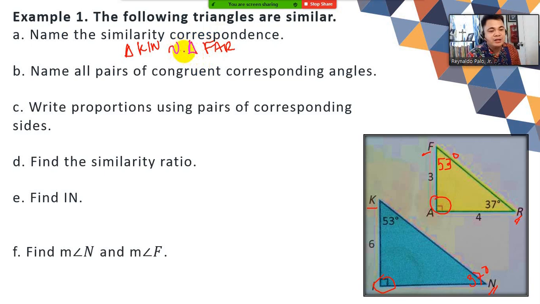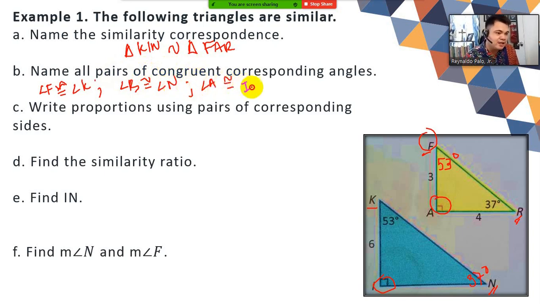Now, letter B. Name all pairs of congruent corresponding angles. So this is very simple. Angle F is congruent to angle K. Angle R is congruent to angle N. And lastly, angle A is congruent to angle I. Those are the pairs of congruent corresponding angles.